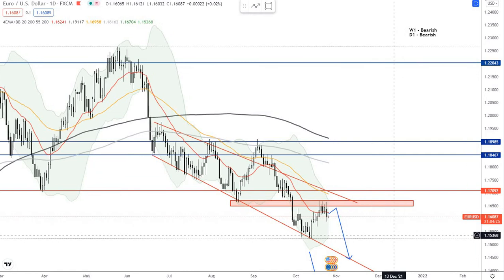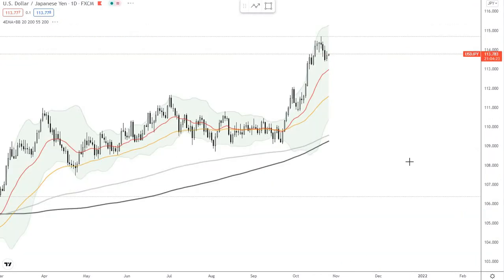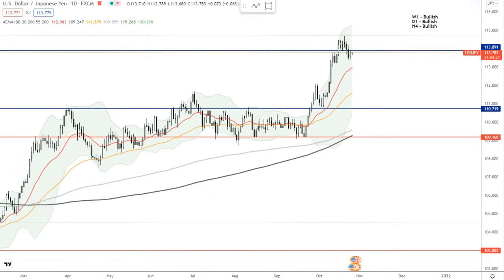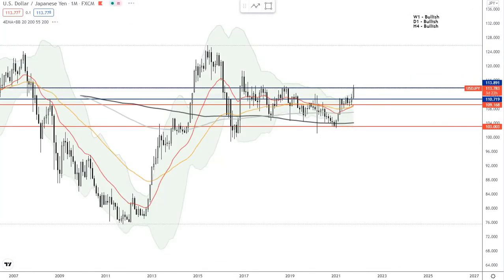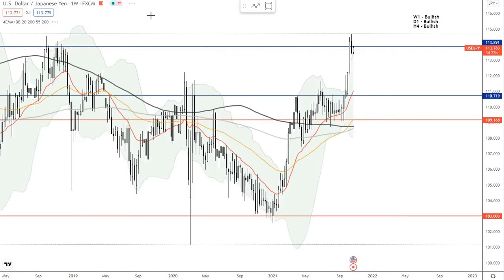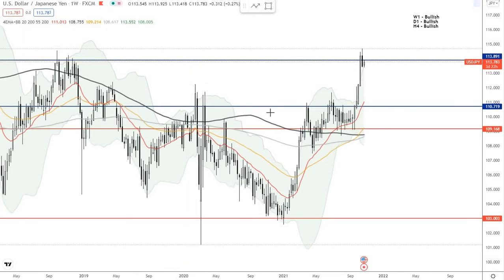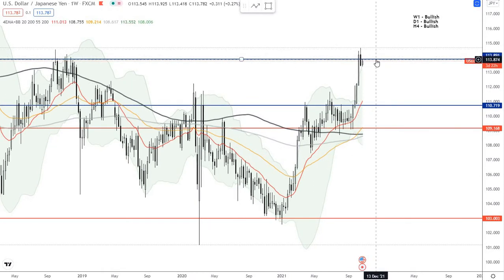Okay, so let's take a look at dollar yen. Dollar yen is pretty straightforward. This is a monthly chart. You can see that it's pretty much well resisted at this level and very supported at this level of 103. So if I zoom in further on the weekly chart, we can see that the bullish momentum is very strong and it hit our level of resistance. So it's pretty much oversold at this level.